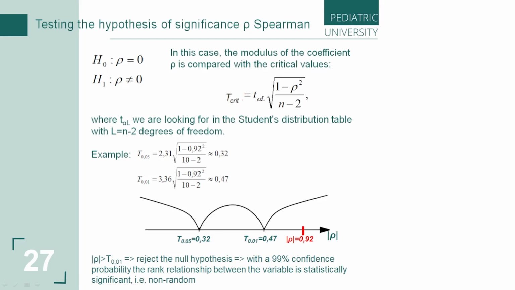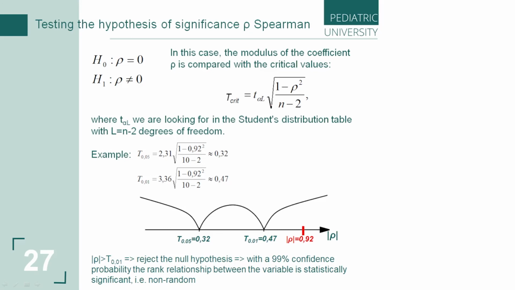In this formula, what is t alpha L? T alpha L is the Student coefficient from the Student table, where alpha is the level of significance and L is the number of degrees of freedom. In this example, again, it is n minus 2. And what is n? N again is the sample size.